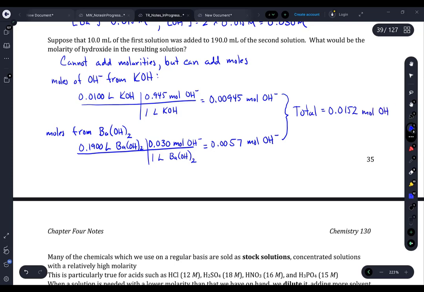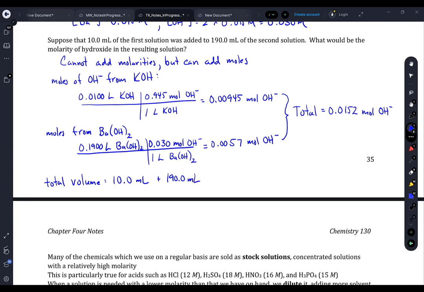So that's how many moles of hydroxide there are. How do I find the molarity? I need the total volume, which is, yeah, because exactly, there's 10 mLs of the one solution plus 190. Volumes are not always additive, by the way. But if these are both water solutions, then they should be. So this is 200 mLs, which is 0.2000 liters.